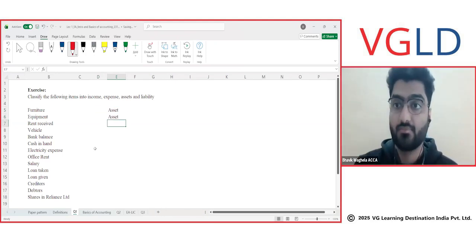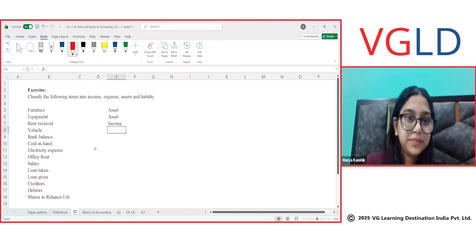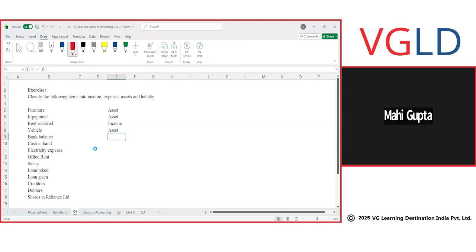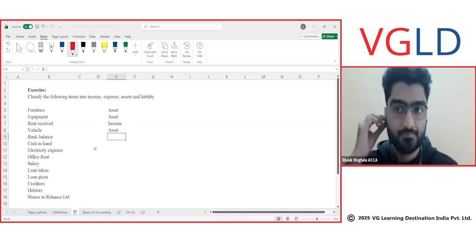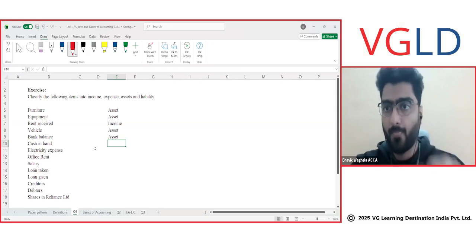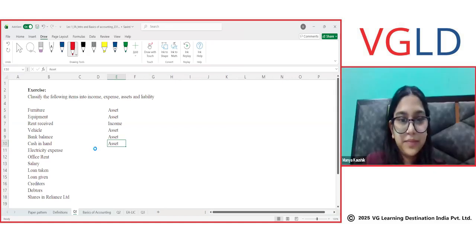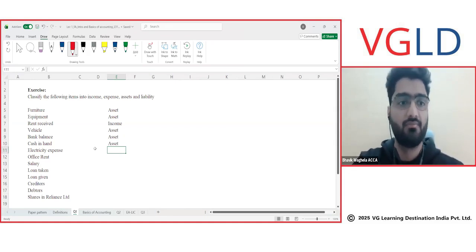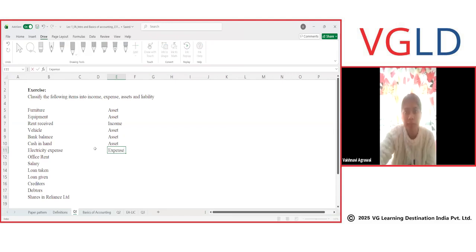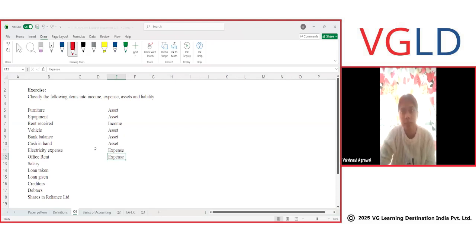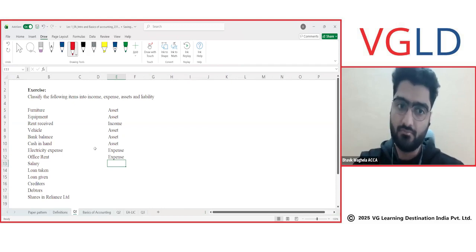Rent received. Income. Vehicle. Asset. Bank balance. Asset. Cash in hand. Asset. Electricity expense. Expense. Office rent. Expense. Salary. Expense.